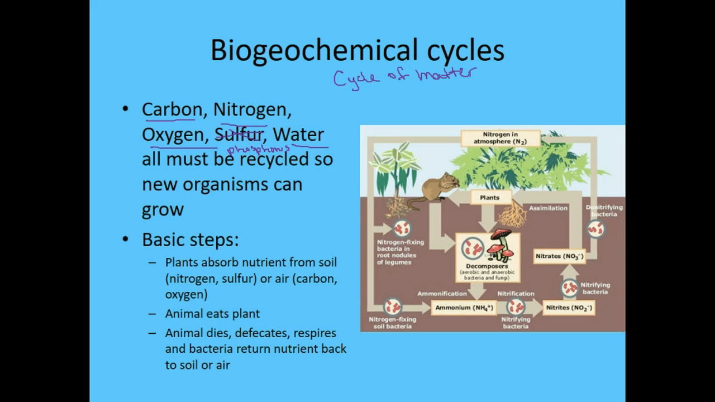And so there's 3 general steps that happen in each cycle. One, the plant will absorb whatever element or compound you're looking at, either through the air or through the ground. Then an animal will eat that plant. And then the third step is that somehow the animal dies, it defecates, meaning it creates waste, it breathes, and these nutrients are put back into the soil or back into the air. Bacteria can also help with that process. So you don't have to know the particulars about each cycle, but understand which cycles we looked at, along with the general steps in each one.